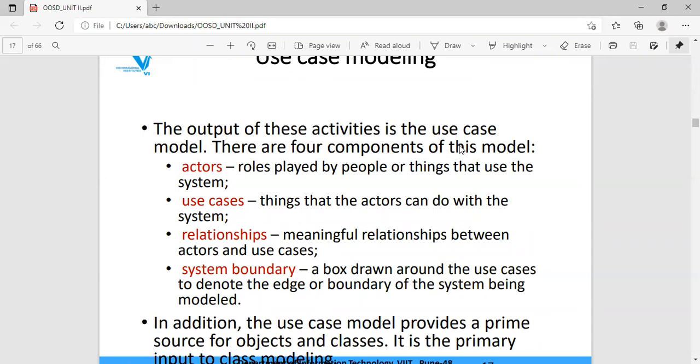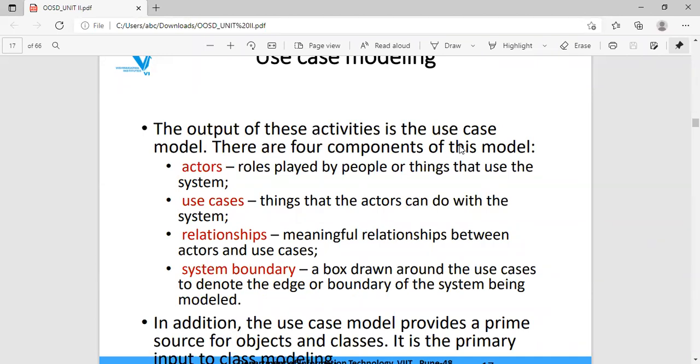The last one is the system boundary. Every system you are going to develop specifies some system boundary. It is the box drawn around the use cases to denote the edge, or boundary, of the system which is going to be modeled. In that part, I can identify this is the boundary of that particular system.